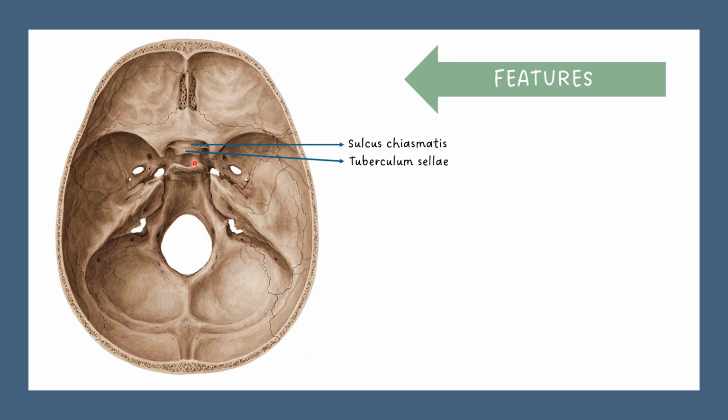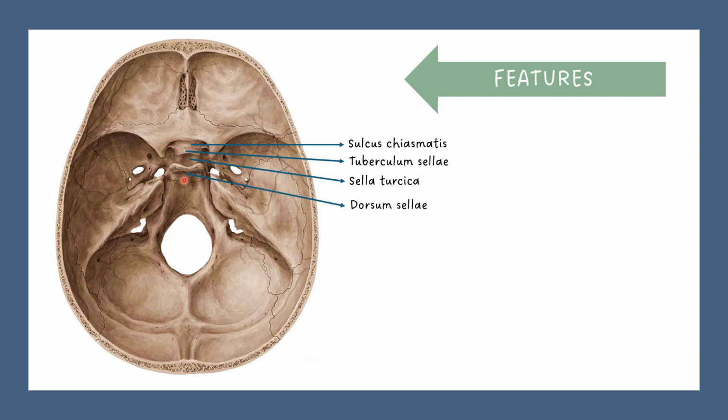Then we have the tuberculum sellae. It is an elevation just behind the sulcus chiasmatis. The middle clinoidal processes are the lateral prominent ends of this tuberculum sellae. The sella turcica is a hollow space behind the tuberculum sellae. It is shaped like a Turkish saddle, and therefore it is called as sella turcica. The hypophyseal fossa is the deepest part in it, this here, and it lodges the pituitary gland. The sphenoidal air sinus is present below the floor of this hypophyseal fossa.